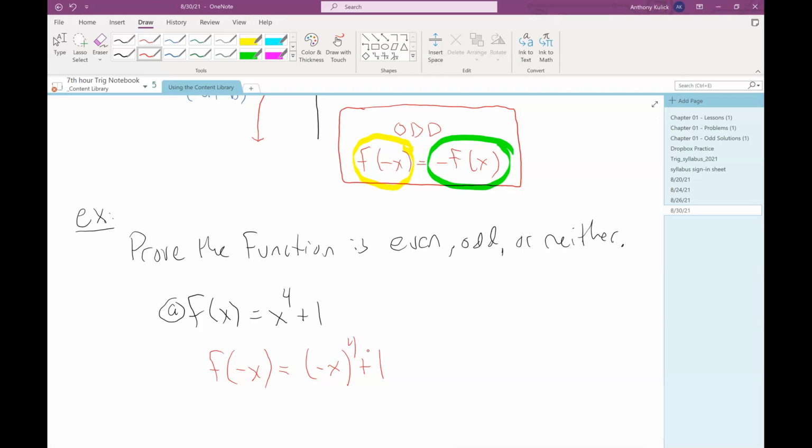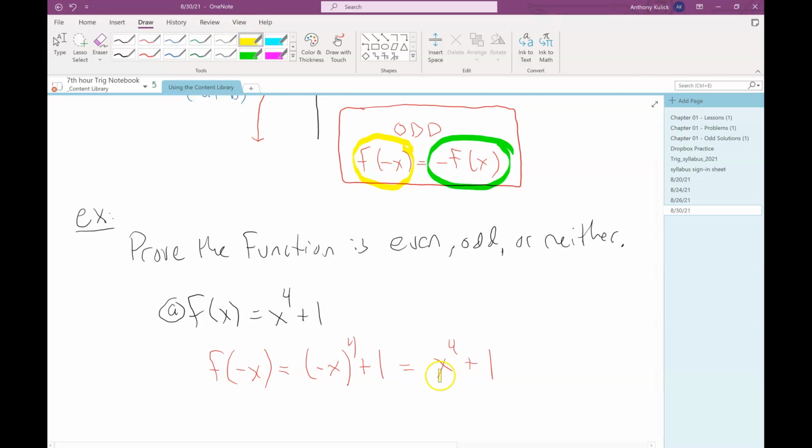Now, if I have negative x to the 4th, that really means negative x times negative x times negative x times negative x. Everybody agree with that? If I multiply 4 negatives together, what do I get? Is it positive or negative? It's positive, right? And if I multiply 4 x's together, what do I get? X to the 4th, right? So negative x to the 4th is just x to the 4th. And then I still have that plus 1 at the end.